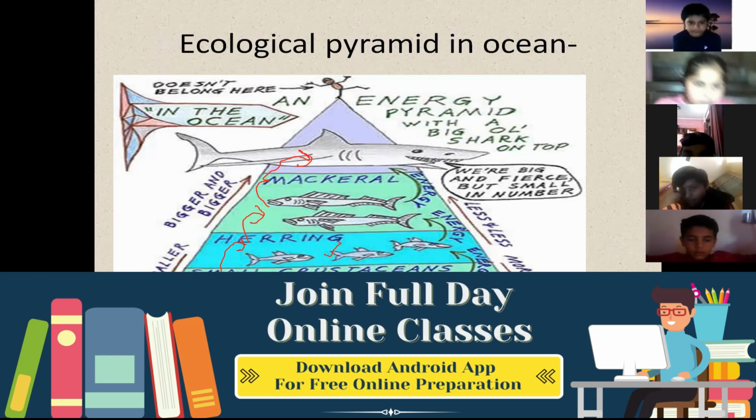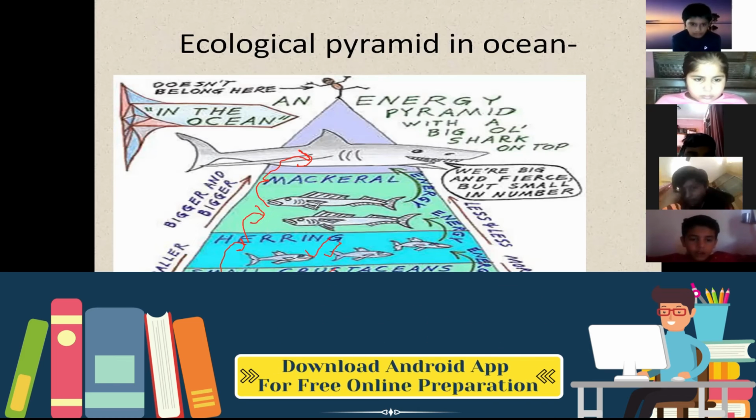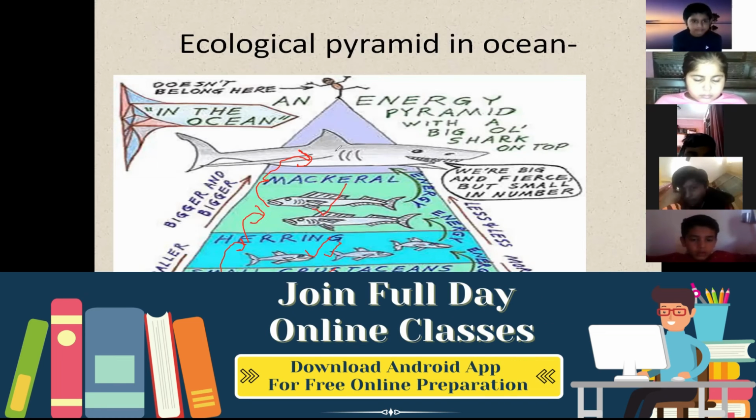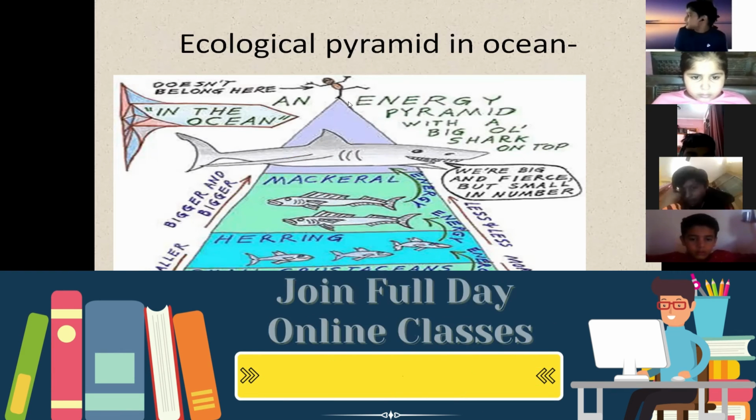Plankton is eaten by the crabs, crabs are eaten by the small fishes, small fishes are eaten by the fishes, and fish are eaten by the killer fishes. Okay, ये है हमारा इकोलॉजिकल पिरामिड इन ओशन. ओशंस में इस तरह से चलता है.